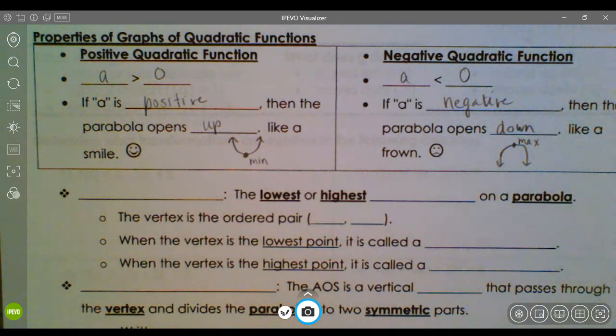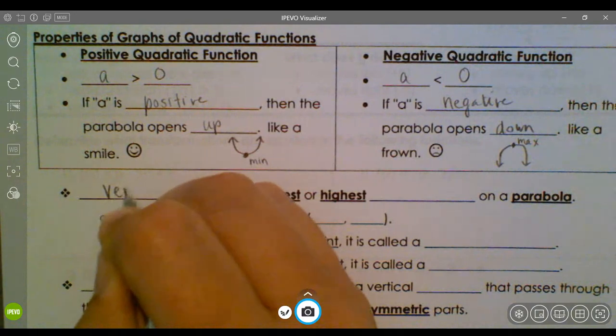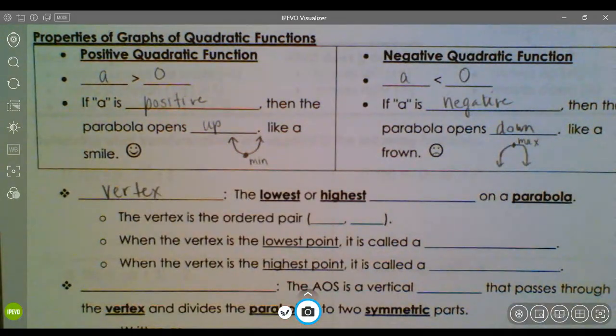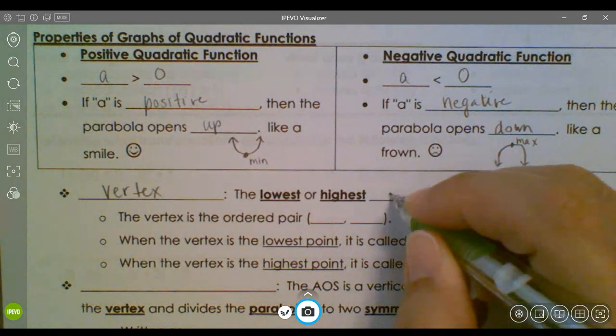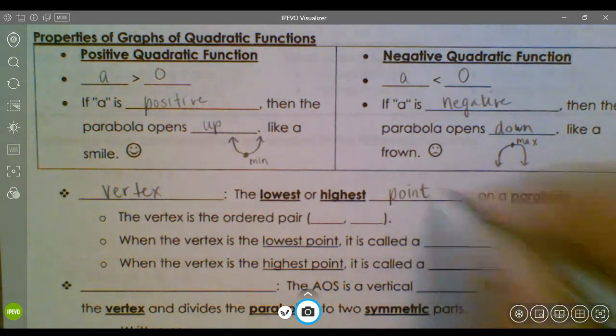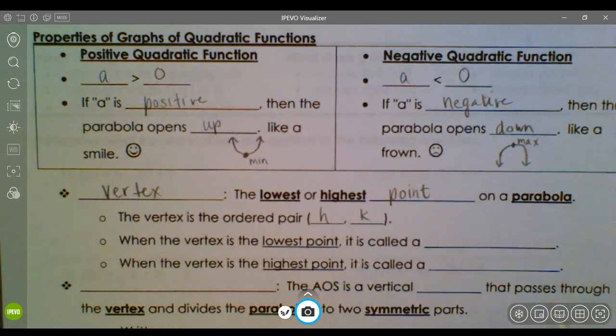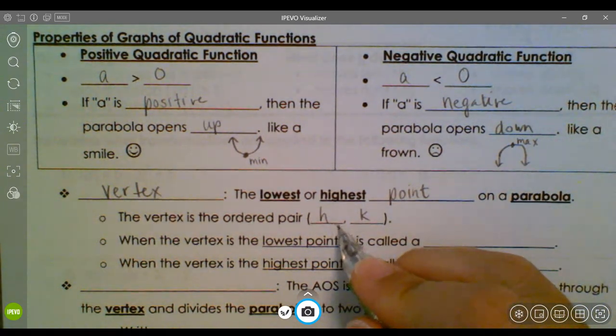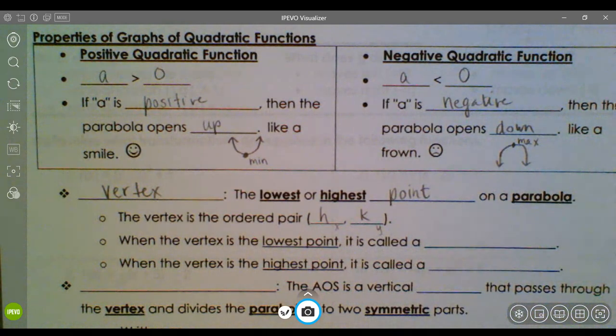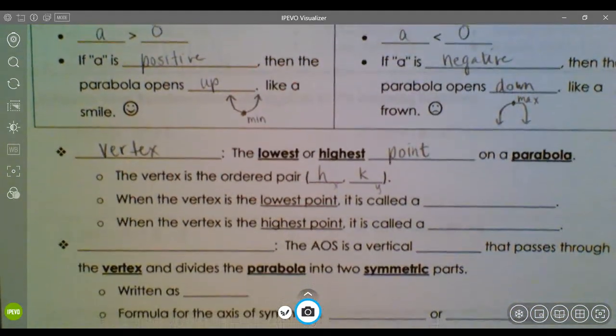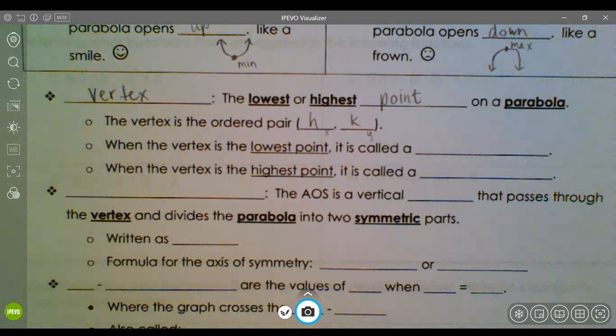So when we talk about the max or the min, what we're actually referring to is the vertex. It's the lowest or the highest point on a parabola. The vertex is going to be the ordered pair (h, k). Now, this is my x coordinate, this is my y coordinate, but we're going to use h and k. It's something that's used in conic sections. It's used all throughout to show transformations. So it's one of those conventions that we use.